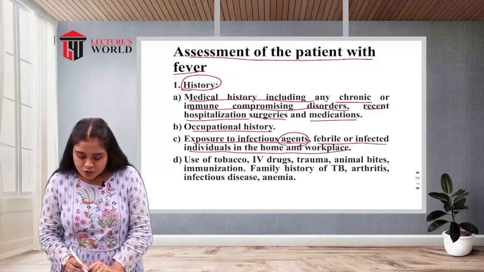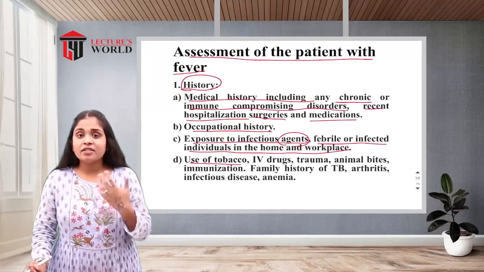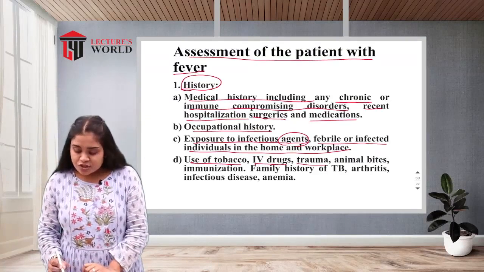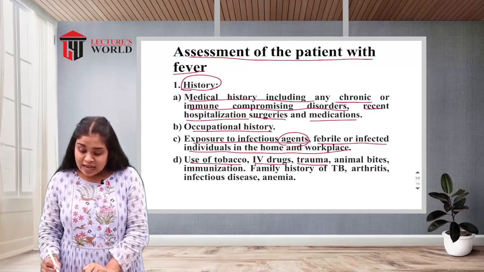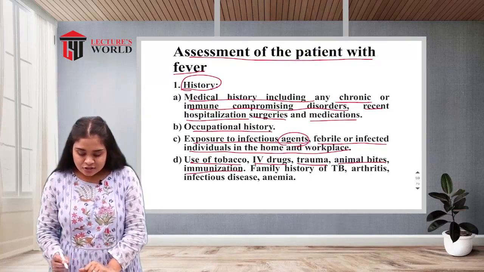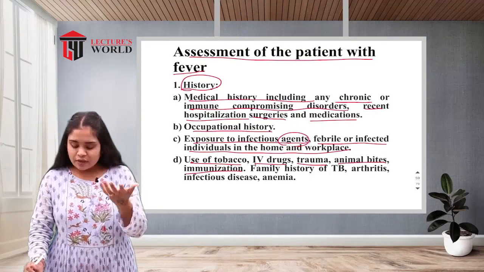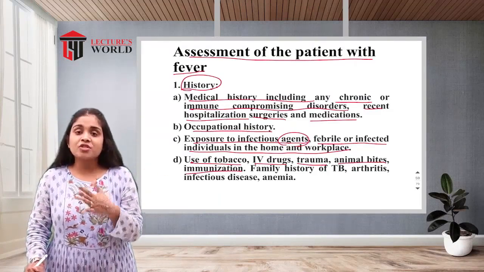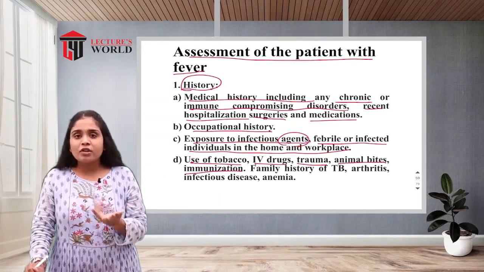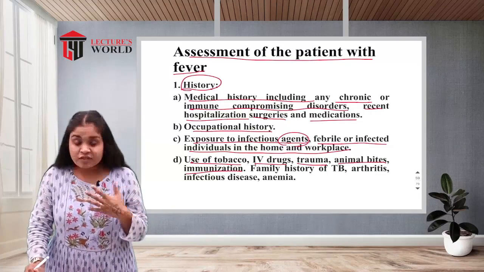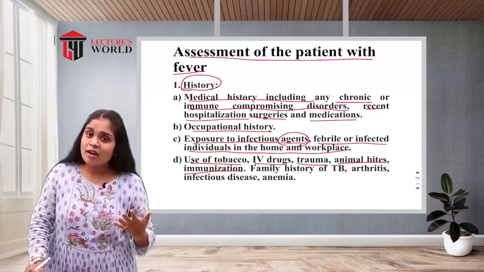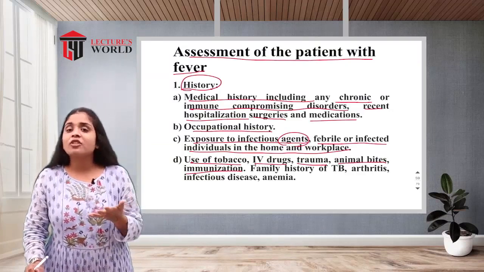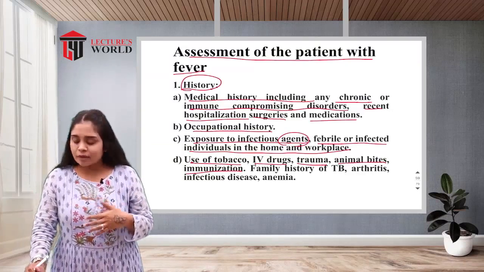Then use of tobacco, if the patient is using tobacco, then any IV drug use, then any trauma the patient had, then any animal bite, then immunization. As we have talked about medication, if the patient is taking certain kinds of medication, they may have fever as a side effect. So that can be there. Then trauma: if any injury or accident has happened, because of that also the body temperature is going to alter.